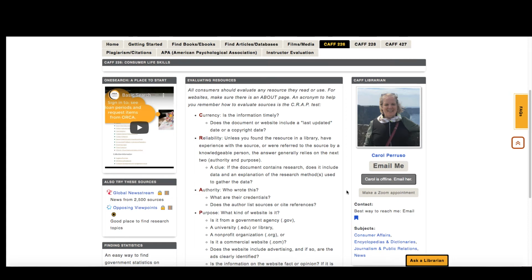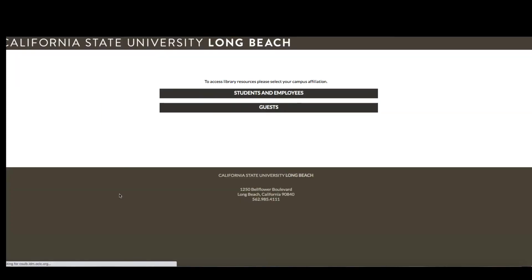Now I want to show you how to find news, which is very, very important in consumer affairs. That's where most consumers are going to get their information. If they don't get it from family and friends or from social media, they're likely to get it from the news. And we have a database with more than 2,500 news sources that you can look at. And it's called Global Newsstream. So we're going to go there next.